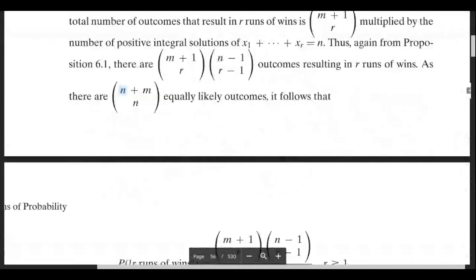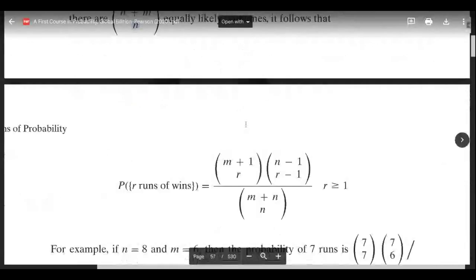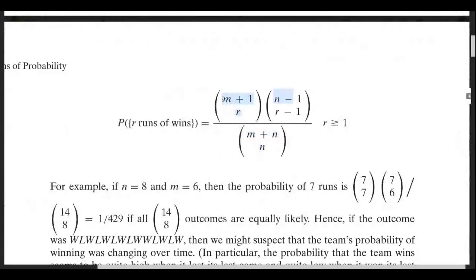Because there are n plus m choose n equally likely outcomes. This is how many wins in the whole situation, right? Because in total we have n wins and m losses, so total we have n plus m. Out of this, choose n wins. That's the sample space. Then the r runs of wins is this many, divided by the size of the sample space.